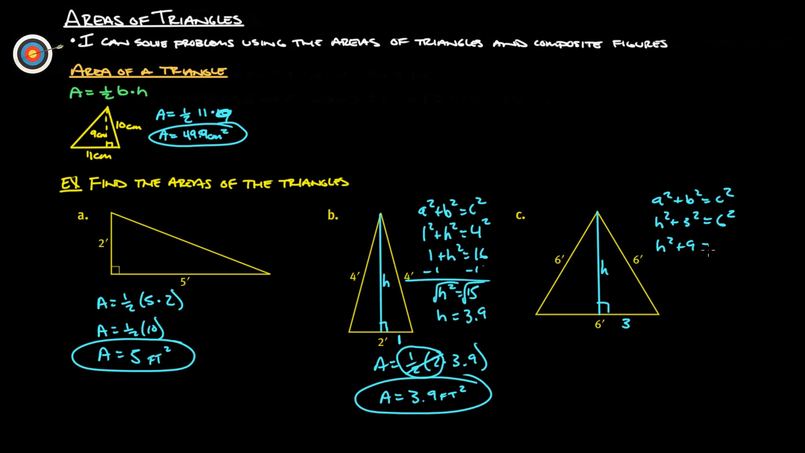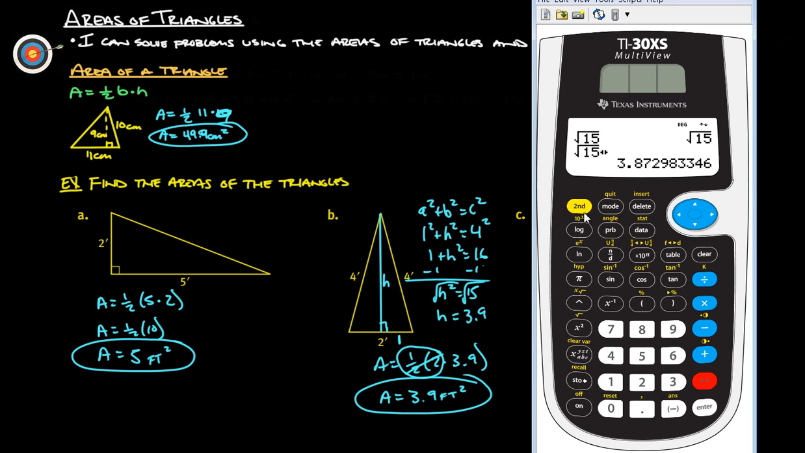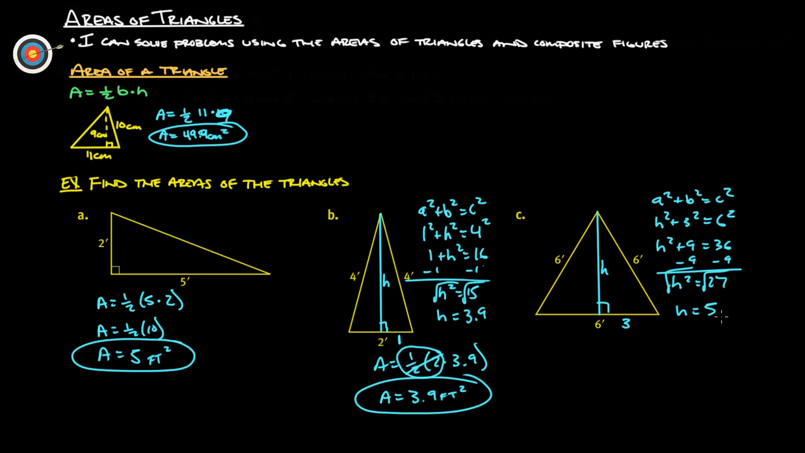And then we'll say h squared plus 3 squared equals 6 squared. So h squared plus 9 equals 36. Subtract 9 from both sides. H squared equals 27, right? And then we square root both of those, and that will tell us what this height right here is. So we take the square root of 27, and it gives us 3 root 3, which isn't super helpful, but 5.196 or 5.2 is going to be our height.